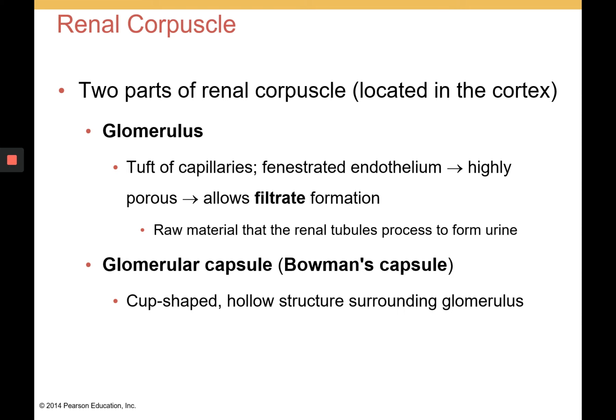The capsule itself does just surround that glomerulus, so it's cup-shaped. There's a layer of the capsule that touches the glomerulus, and then there's a layer of the capsule that doesn't, and there's a space between them. And the filtrate first leaves the glomerulus and enters this hollow part of the glomerular capsule.